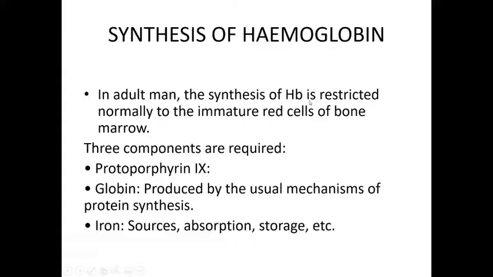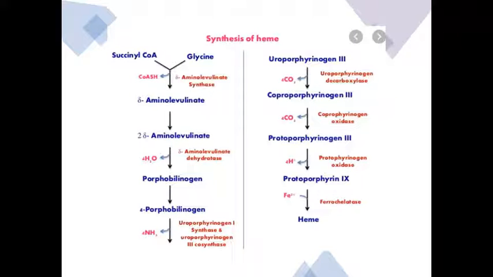Now moving to the next part, the synthesis of hemoglobin. We know hemoglobin consists of three components: protoporphyrin IX, globin, which is the protein part of the hemoglobin, and iron, in the ferrous form. These are the three components of hemoglobin. Now we will see how the synthesis of heme takes place. The synthesis of heme takes place in the mitochondria and cytoplasm. First, a few steps happen in the mitochondria of the cell.